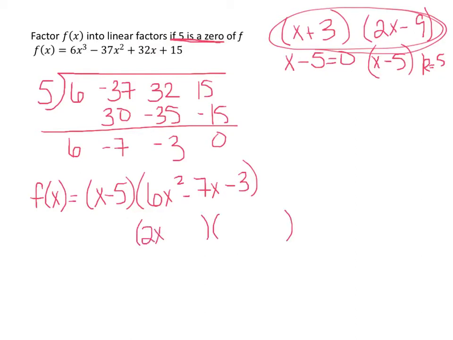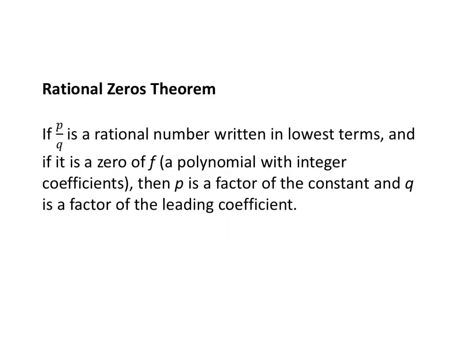For 6, we'll start with 2x and 3x. Because this is a minus 3, we need a minus and a plus. And then for values that multiply to 3, we need 3 and 1. Let's see if that works. 6x squared plus 2x minus 9x, so that's negative 7x minus 3. So the linear factors here are x minus 5, 2x minus 3, and 3x plus 1.